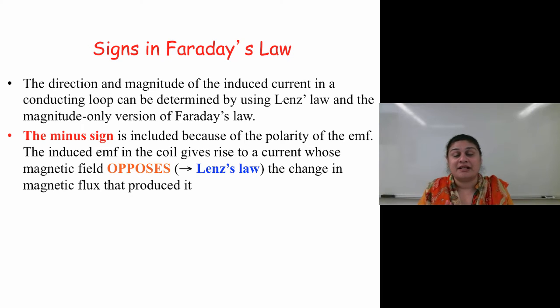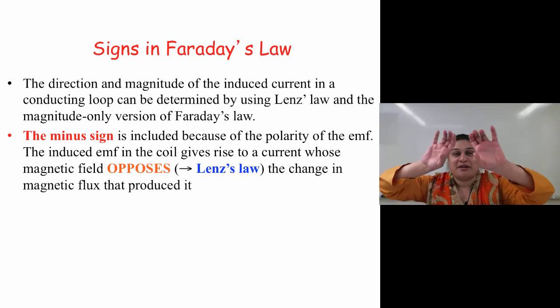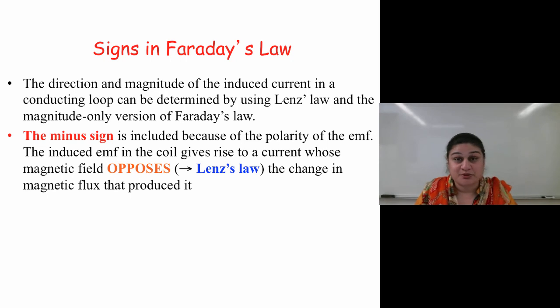So the minus sign in Faraday's law will tell us the polarity of the EMF. The induced EMF in the coil will always give rise to a current whose magnetic field, the magnetic field of the current that is set up, opposes the change in the magnetic flux that produced it. So the B field that the current produces and the original B field that produced the current will be opposite to each other, so that eventually both of them will go to zero. Otherwise, if they were both in the same direction, the B fields would keep increasing and increasing, which, as we know, would never happen.